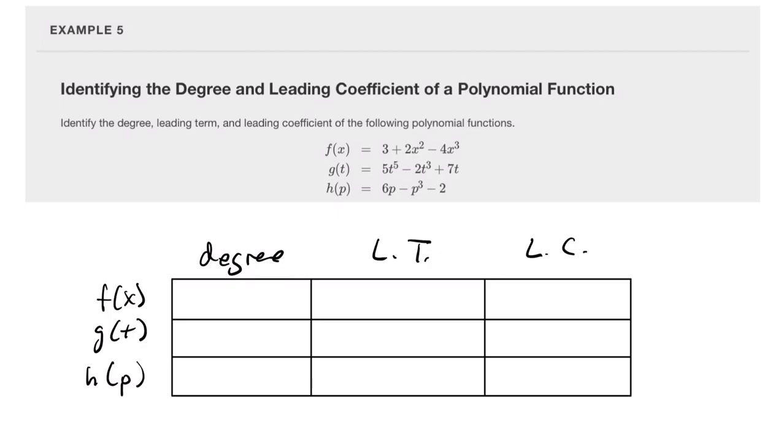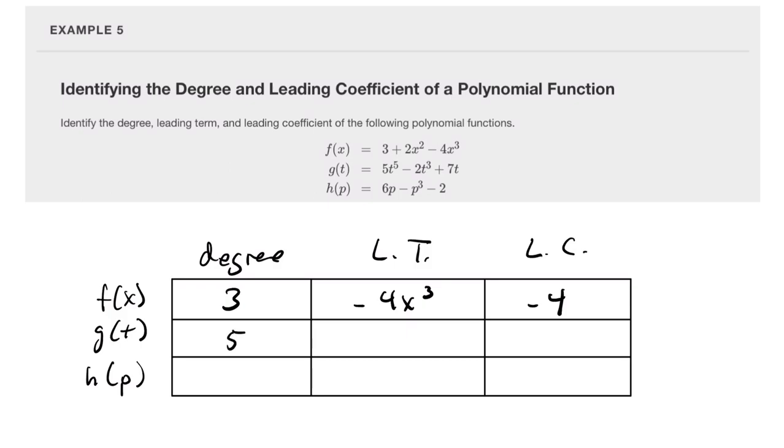Okay. So for f, the degree is going to be the highest power on any term. So the degree of f is going to be 3. So then that means our leading term is this negative 4x to the third, and our leading coefficient is negative 4.